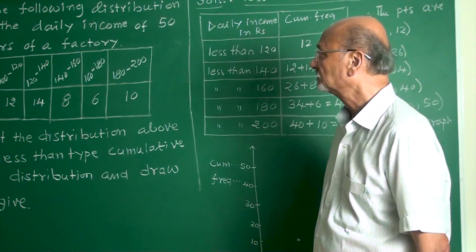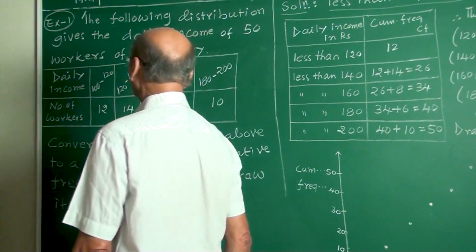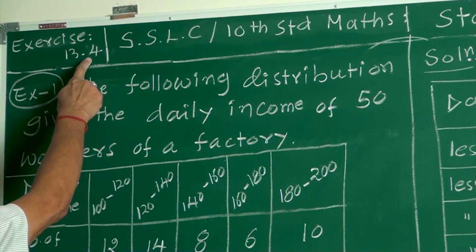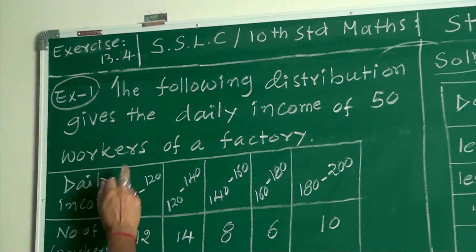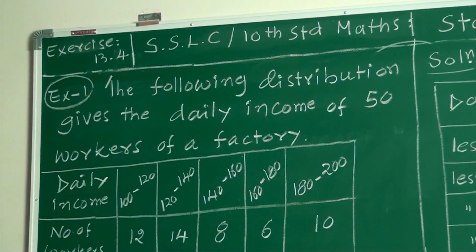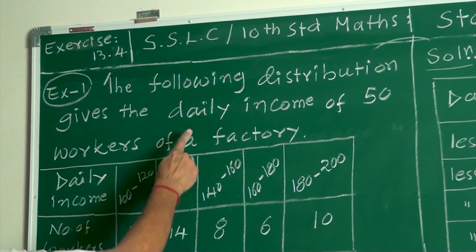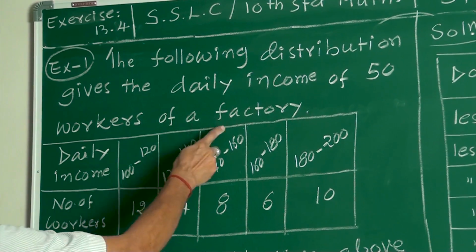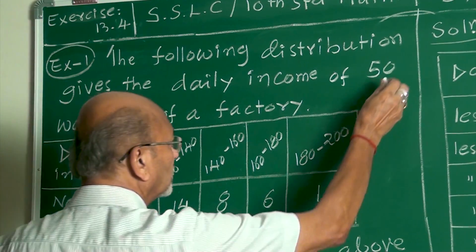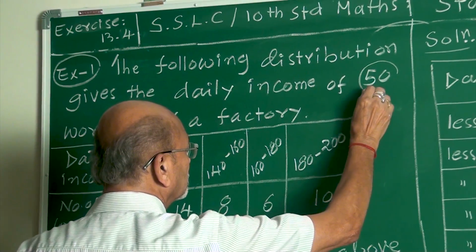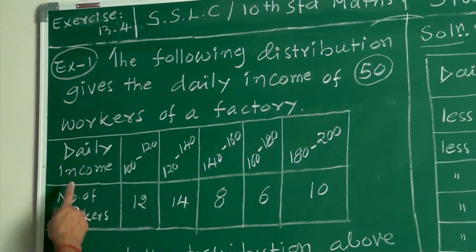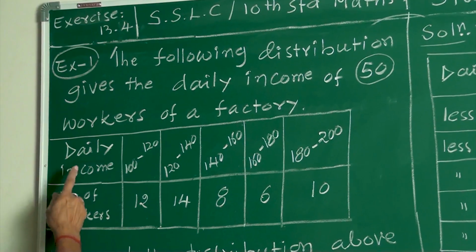Yes, my friends, this is the first example, first example in exercise 13.4. This is the data. The following distribution gives the daily income of 50 workers of a factory. Total number of workers is 50. This is the distribution given.